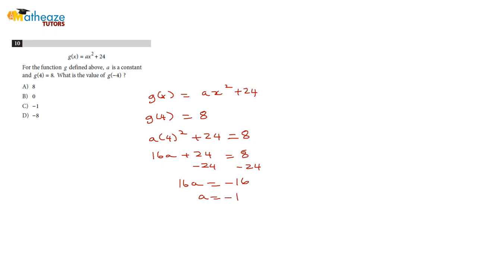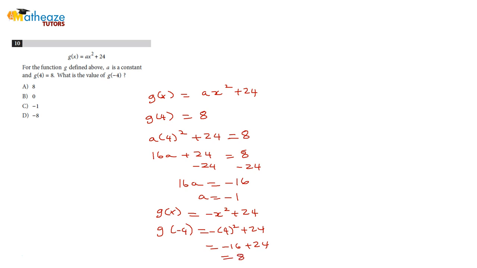Then we have our equation written this way. G of x equal to negative x squared plus 24. So g of negative 4 is equal to negative 4 squared plus 24, which is negative 16 plus 24, which is equal to 8.